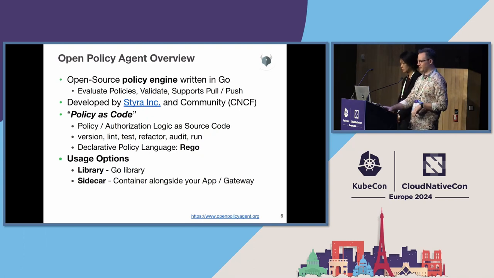which enables us to write our complete authorization logic as plain source code as we are used to, instead of configuring it with some options on a UI or something like that. This gives us the possibility to version our policy code, lint it, test it, refactor it, audit it, and run it in the end. In order to do this, they provide a dedicated declarative policy language called Rego, in which you would model your access logic, which I will show you in a second.